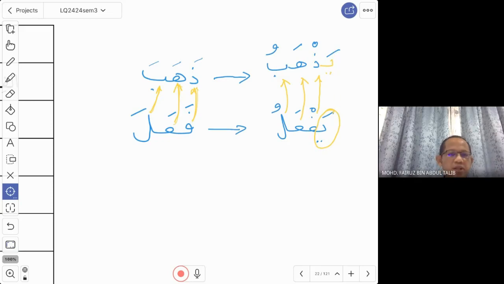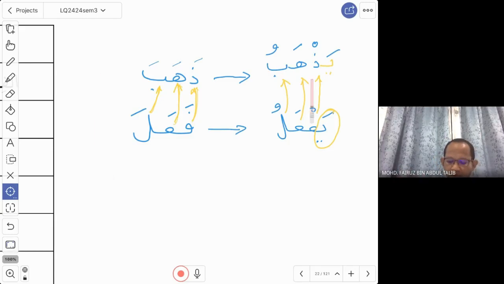So if you want to know whether it is mazid or mujarrad, do not look at the mudari. You need to look at the fi'il madhi. So fi'il madhi is very important. Don't look at the mudari, don't look at the amar. Because if you look at mudari, obviously you will see additional letters and it will make you confused. If you look at amar, you will have additional letters as well. We only want to look at madhi.